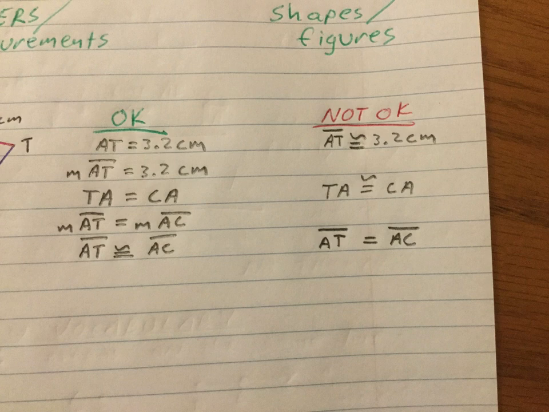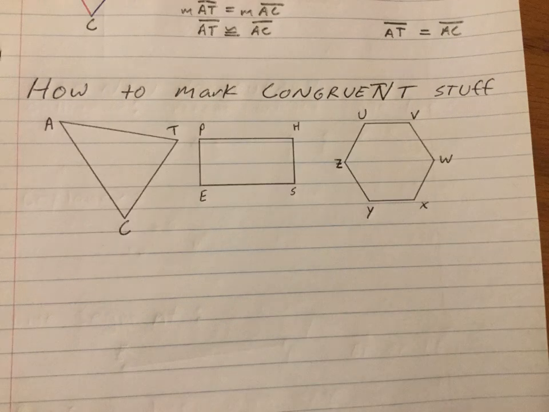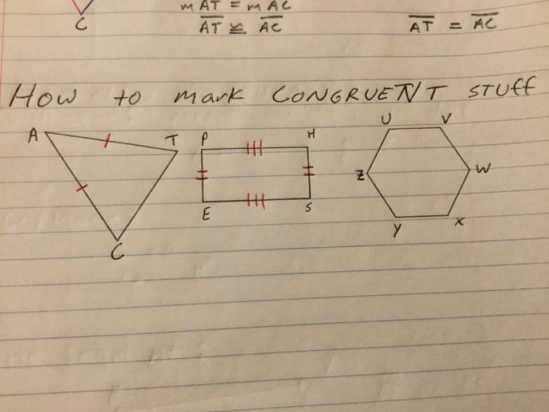There's some differences here that we want to make sure we have distinctions for, so get them in your notes. Next, marking congruencies. We've got a couple of figures here: an isosceles triangle, a rectangle, and a hexagon. Note the red tick marks indicate congruencies.